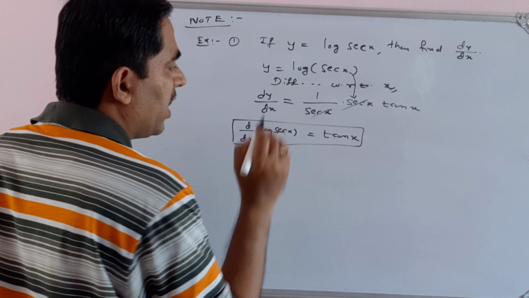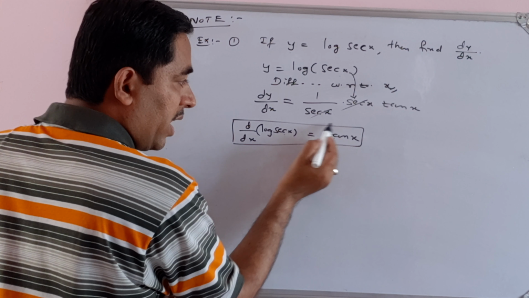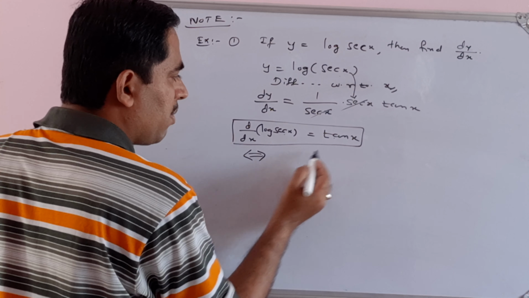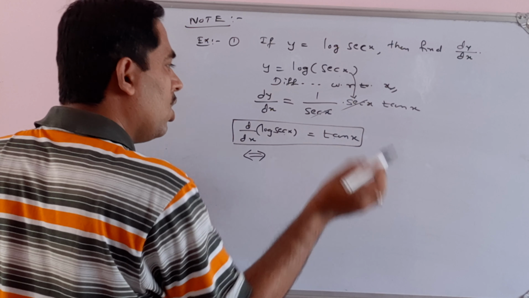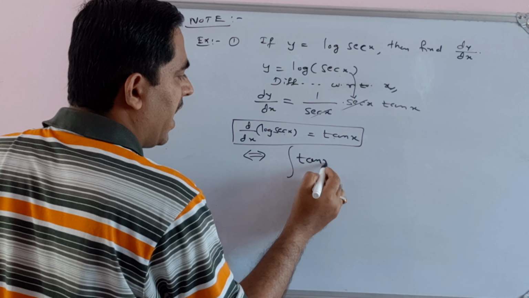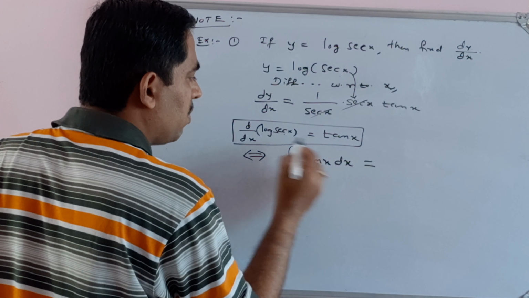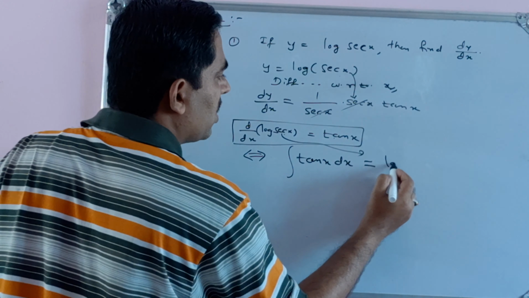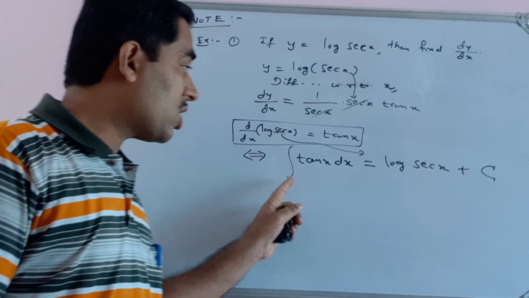Tan x. By applying integration, what is the definition of integration? Whatever quantity is on the right hand side is called the derivative. So if we integrate tan x, by the definition it gives me log of secant x plus c. You must know this important result.